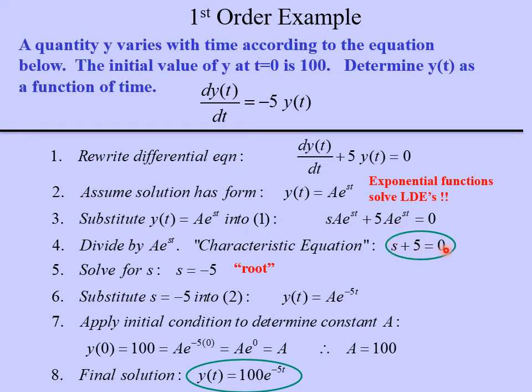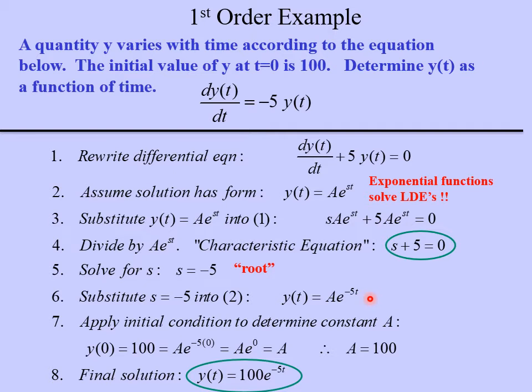This is called the characteristic equation of this differential equation right here. So s plus 5 equals 0, that's easy to solve for. S is equal to minus 5. So minus 5, we say, is the root of the characteristic equation for this differential equation. And then we can substitute S is minus 5 back into our trial solution up here. So my solution now is y is equal to a times e to the minus 5t.